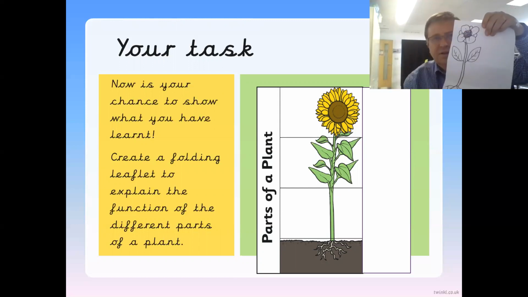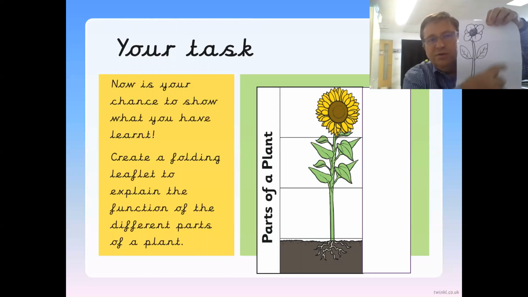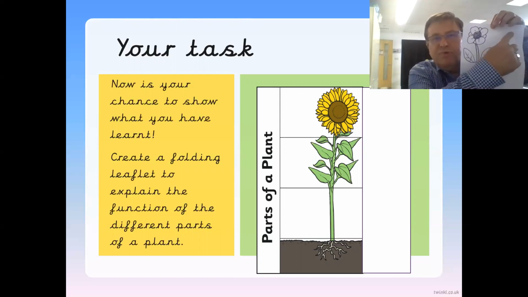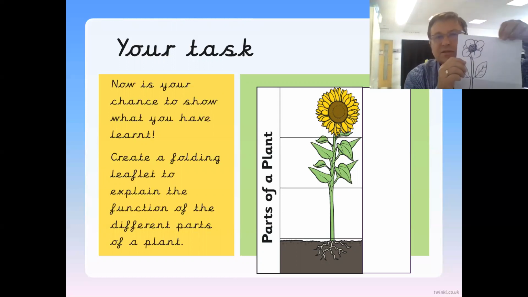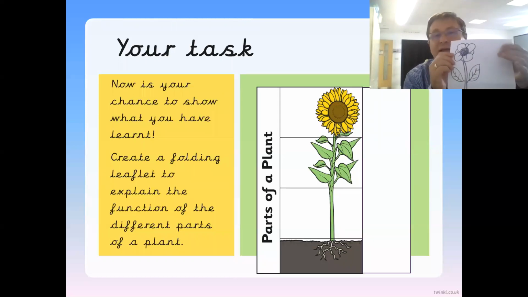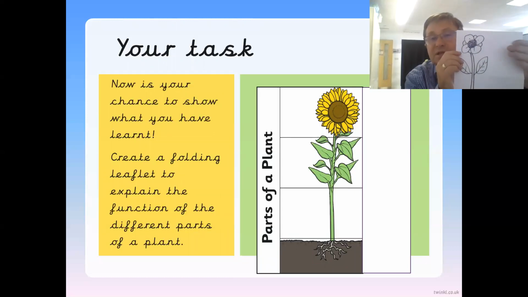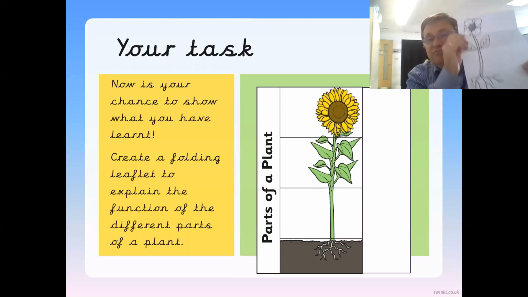So on one side, you've got a picture of a plant, and on the other side, I want you to write in this bit the title, so the top bit would be flower, and then a couple of sentences to say exactly the purpose of the flower, what it does, why plants have flowers. Then for this one, obviously the leaves, for this one, the stem, and for this one, the roots.